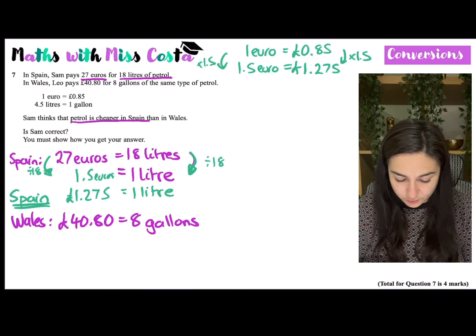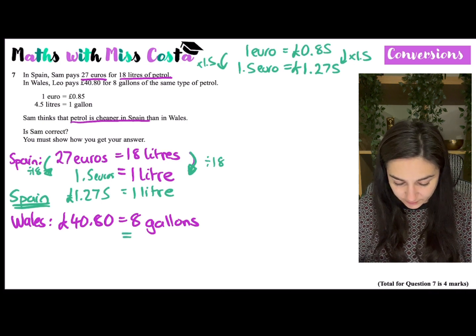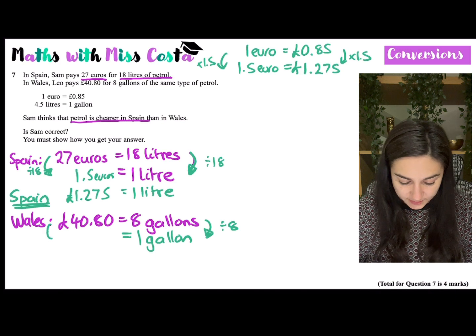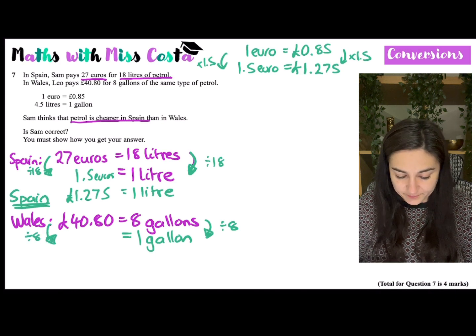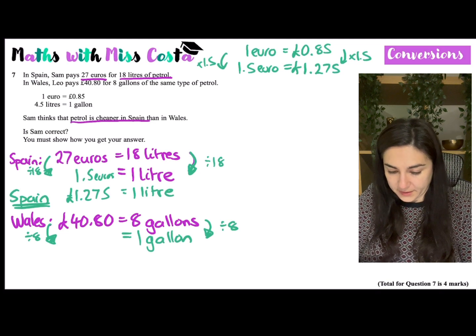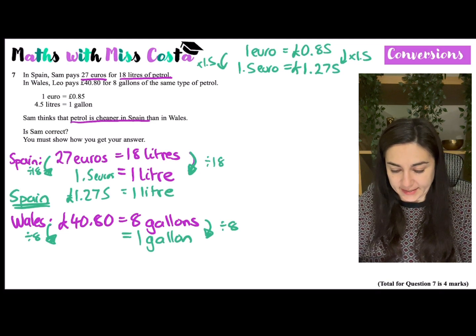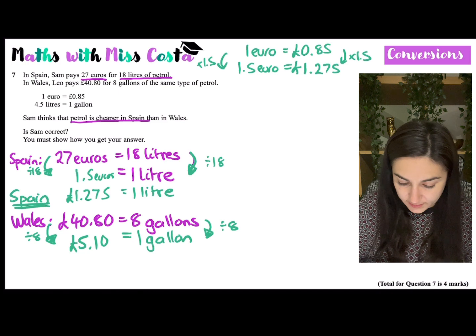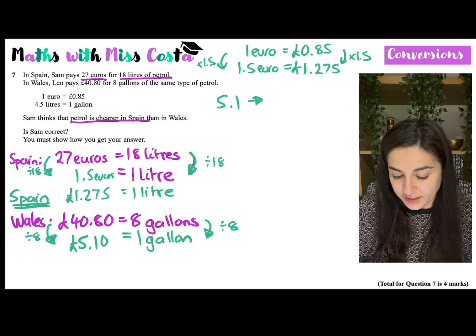So in Wales, £40.80 is for 8 gallons. So let's try and work out the cost of 1 gallon. I've divided 8 by 8 to get to 1, so I'm going to have to do the same on this side. £40.80 divided by 8 leaves me with £5.10, or 5.1 in your calculator. So you realise that that must be £5.10.